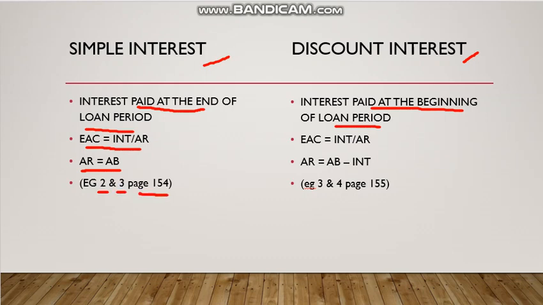Right, for the discount interest, the EAC is still the same: interest divided by the AR. EAC stands for effective annual interest. Effective annual interest is the effective amount. It's not what is stated by the bank. It could be higher, lower or the same as what is stated by the bank.